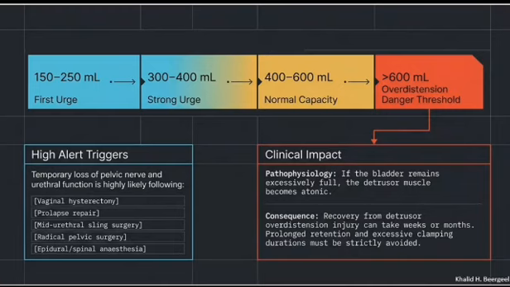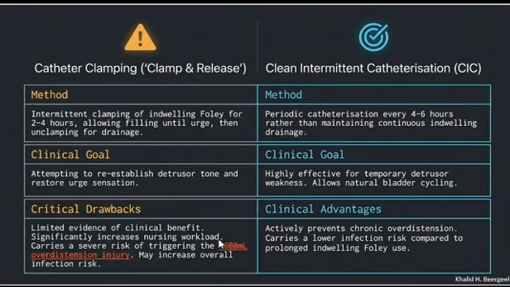The other method that can be used is CIC, which means clean intermittent catheterization, where the patient performs intermittent self-catheterization every 4 to 6 hours. They will catheterize and empty their bladder. Both methods will rest the detrusor muscle and the function will be regained.